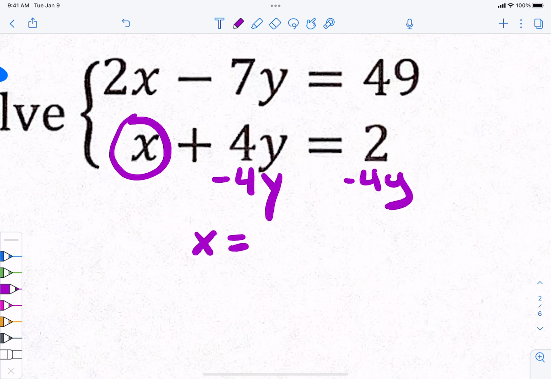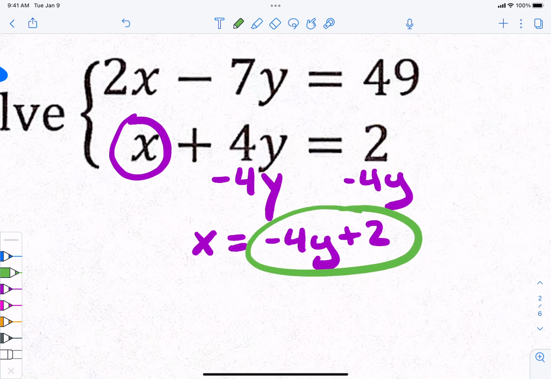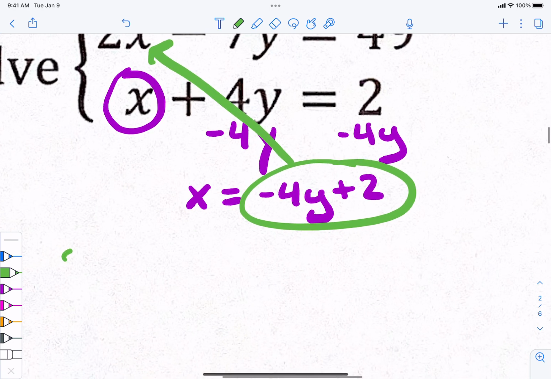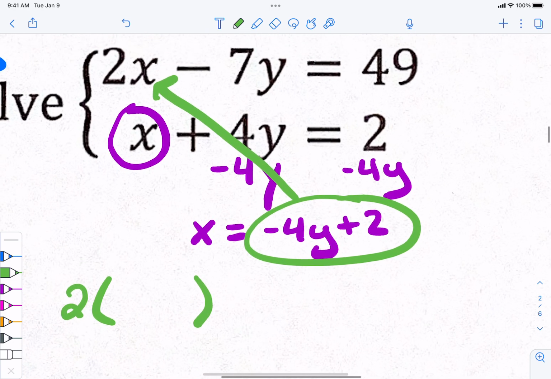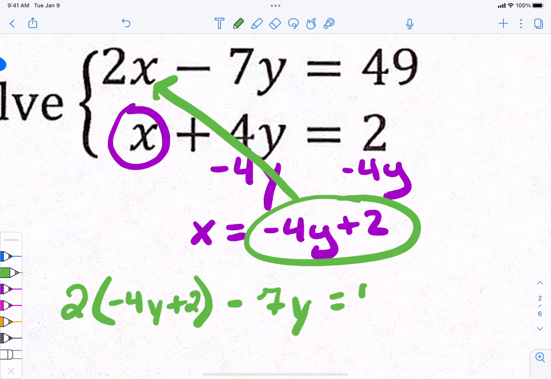So X equals, if I kick that 4y to the other side, negative 4y plus 2. Okay, so that's what X equals. I've solved for him. Now I have to substitute, right? Where do I put negative 4y plus 2 in? For X in the top, right? Okay, so I have 2, and instead of X, I'm putting that junk, negative 4y plus 2. And then I've got to finish the rest of it, so minus 7y equals 49.